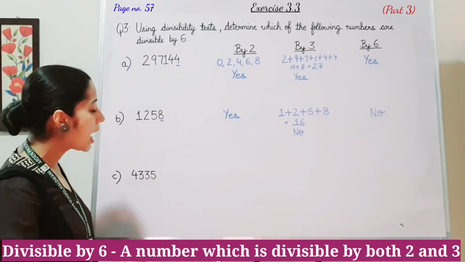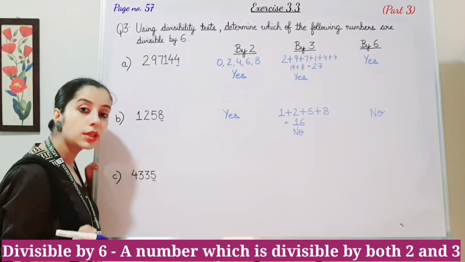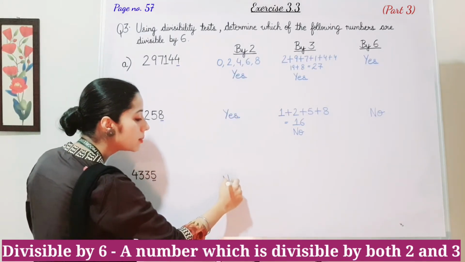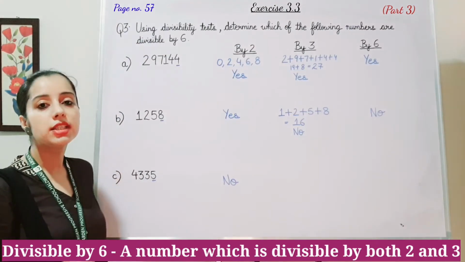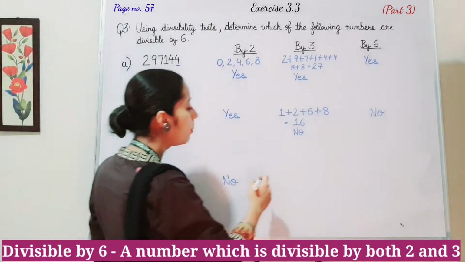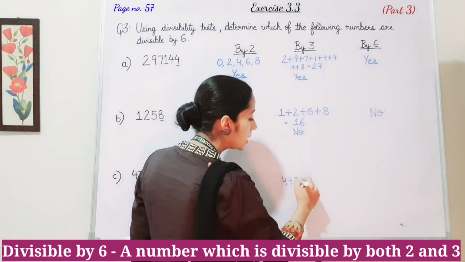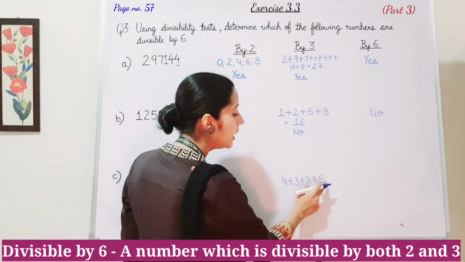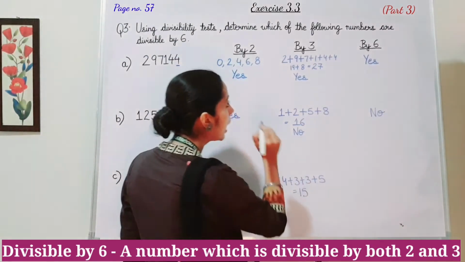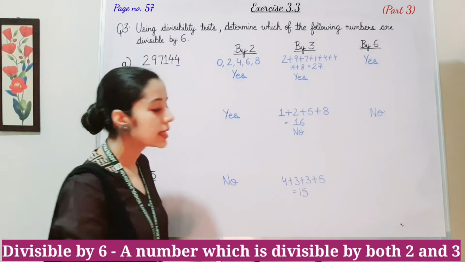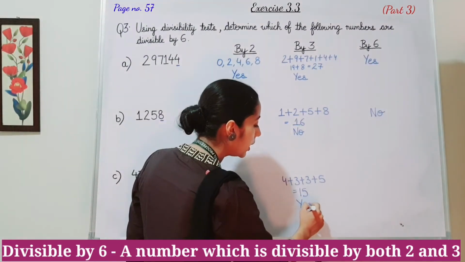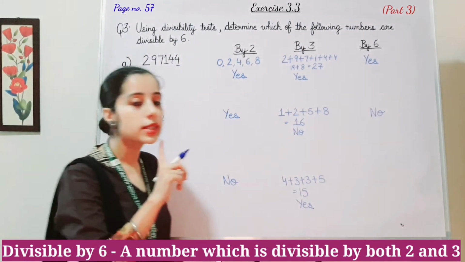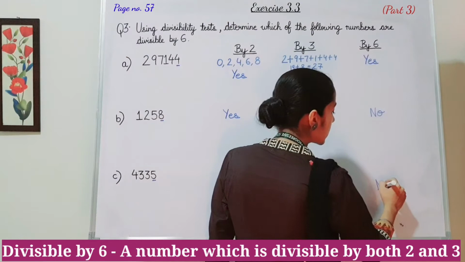Now next part, 4, 3, 3, 5. At the ones place we have 5. But what number should be there? 0, 2, 4, 6, 8. So it is not divisible by 2. So let us find divisibility by 3. Add them: 4 plus 3 plus 3 plus 5. 4 plus 3, 7. 7 plus 3, 10. 10 plus 5, 15. Does 15 come in the table of 3? Yes. So it is divisible by 3. But if it is divisible by 3 and not divisible by 2, it is not divisible by 6.